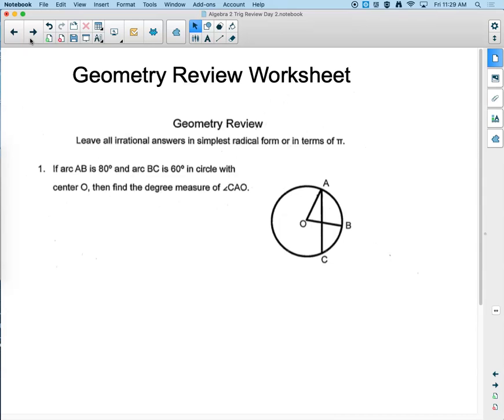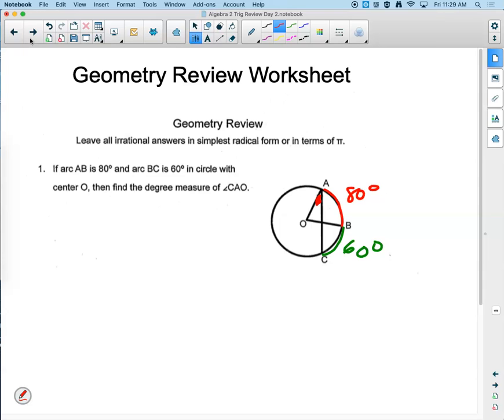Sometimes they make it so that you have to put more information on here in order to get it. So if arc AB is 80 degrees, so from here to here, 80 degrees, and BC is 60 degrees, right here, in a circle with center O, then find the degree measure of angle CAO. This little bugger right here is what we're trying to find. You can't do that with just the stuff that they have in this drawing.